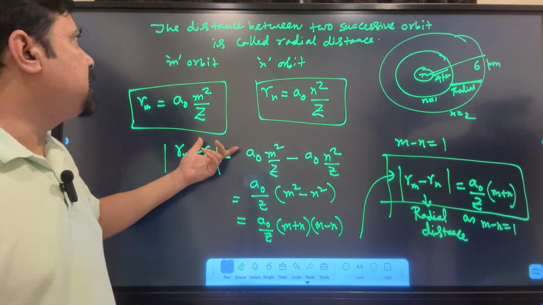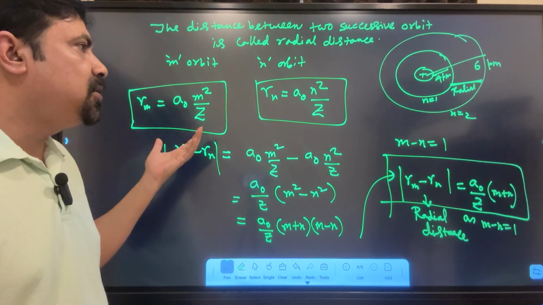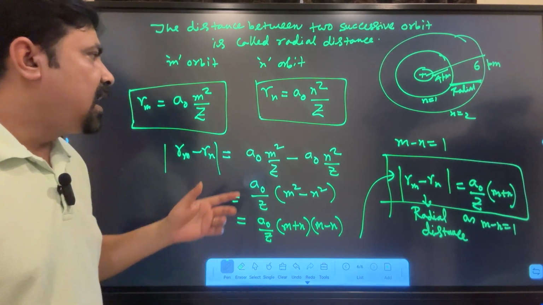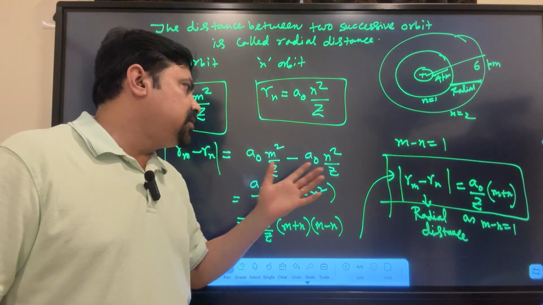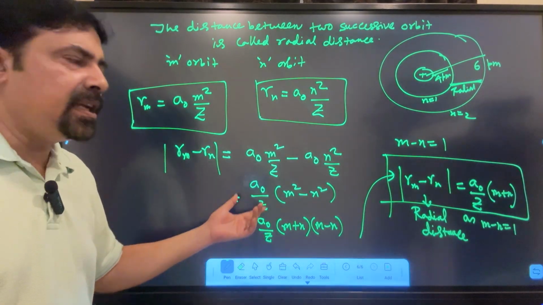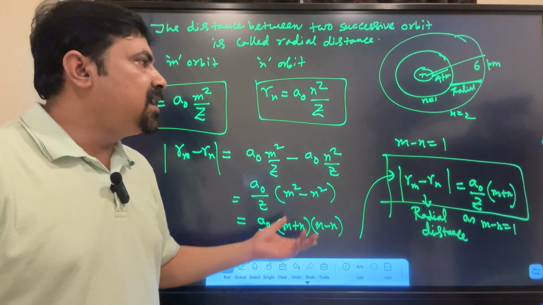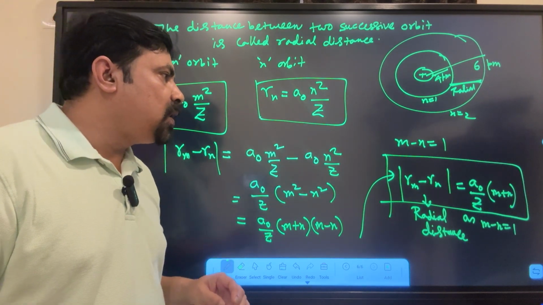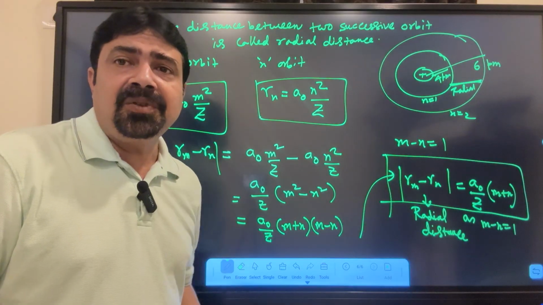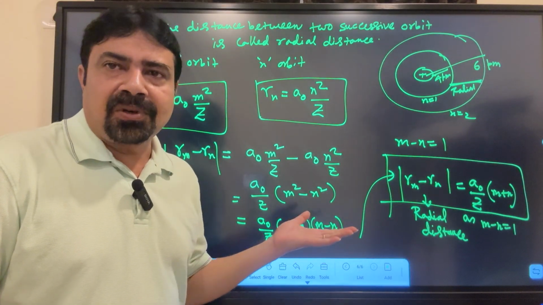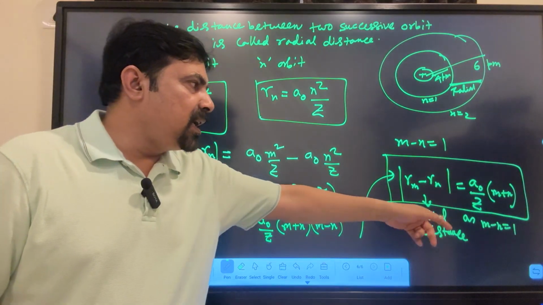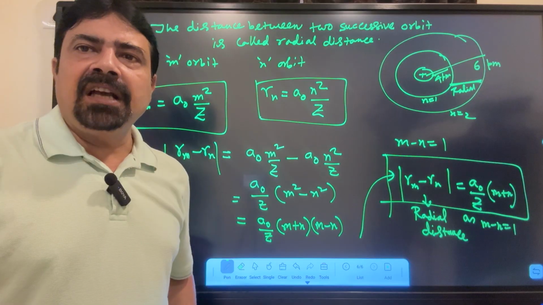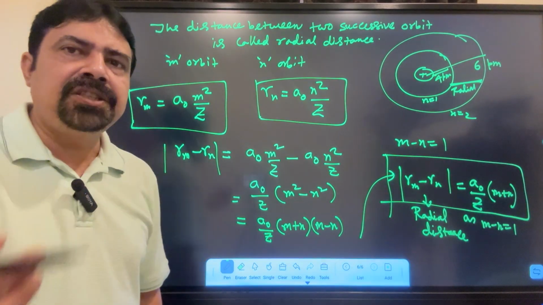We already know the expression for the nth orbit radius: a naught into n square by z. So for the m orbit it is a naught m square by z, and for the n orbit a naught n square by z. Taking a naught by z common, we get m square minus n square, a plus b into a minus b, and m minus n equals 1 because for two successive orbits, like 3 and 4, the difference is 1. So we got the expression a naught by z into m plus n. Is it clear? I hope it is clear to everybody.